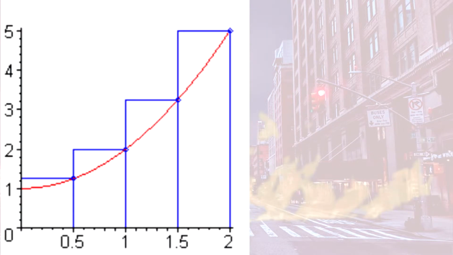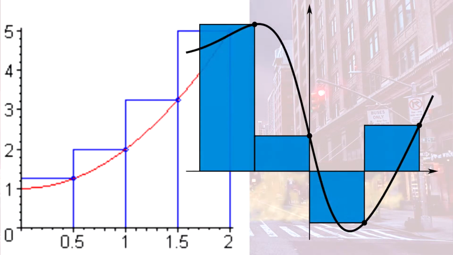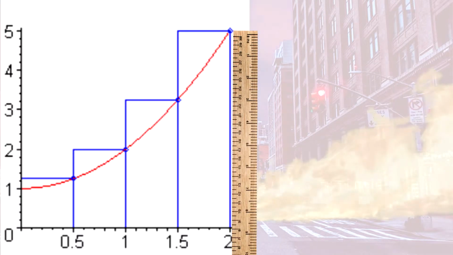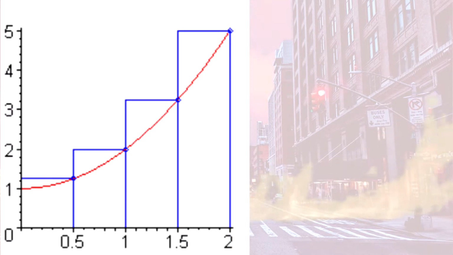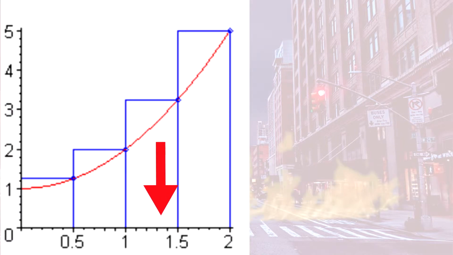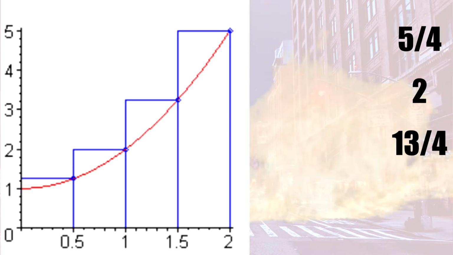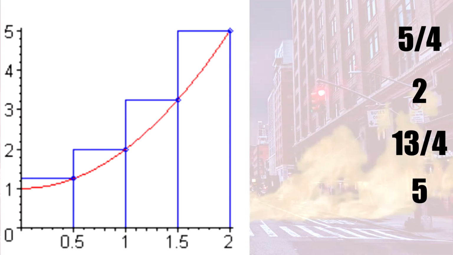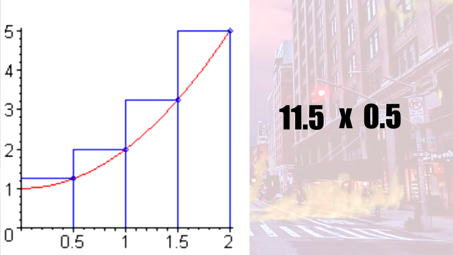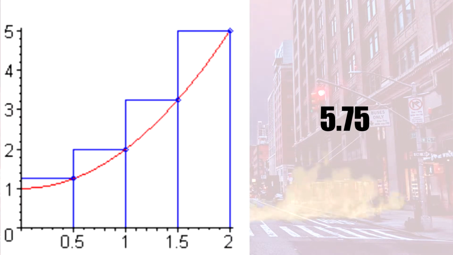No time to rest, because there is another graph coming right around the corner. This time it is a right Riemann sum. Just like the last one, we need to find the height of each rectangle and multiply it times its base. Since there are 4 rectangles in a space of 2 units on the x-axis, each rectangle has a base of 0.5 units. The 4 heights are 5 over 4, 2, 13 over 4, and 5. Add these together to get 11.5. Multiply this by 0.5, and that gives us an answer of 5.75.